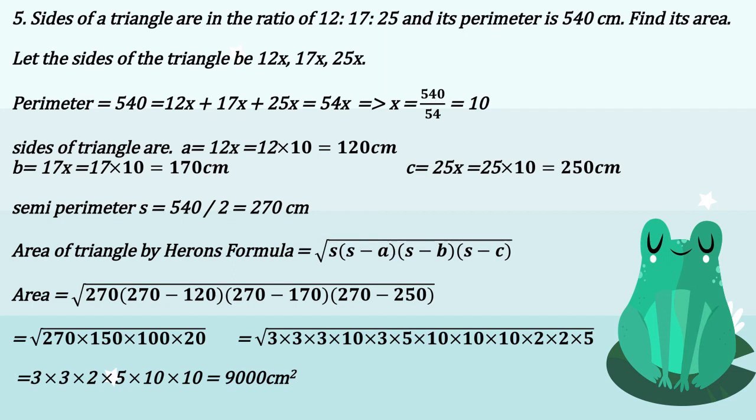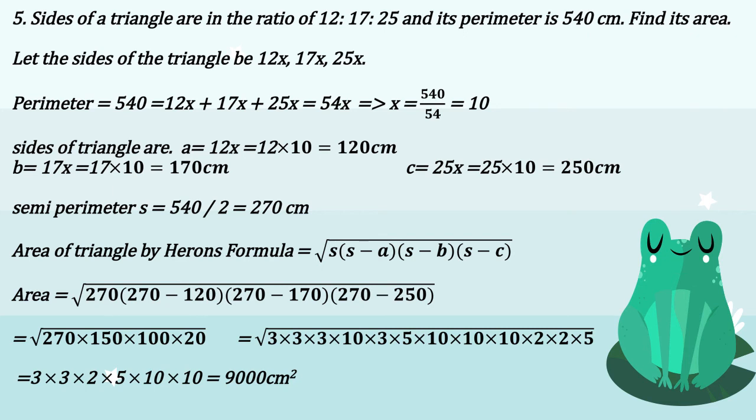So what will be the value of x? How will I find out the value of x? I will directly equate these values. I will write 54x is equal to 540, means x is equal to 540 divided by 54. So the value of x is 10.